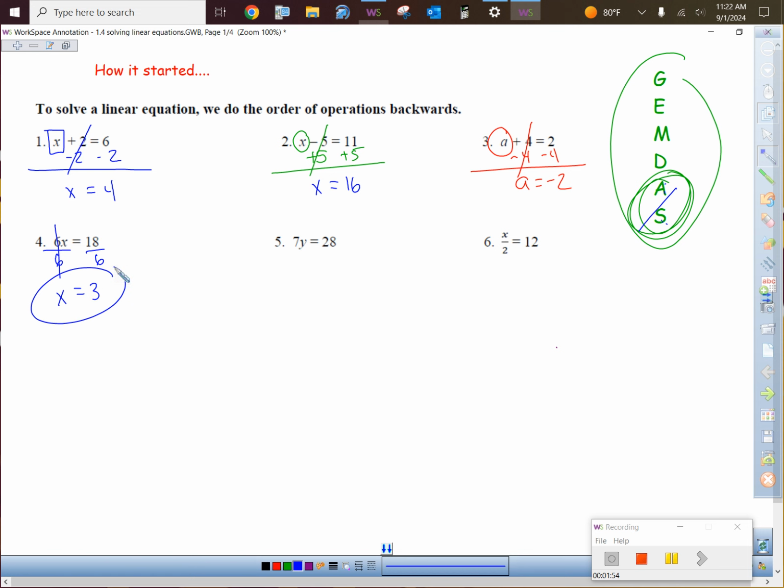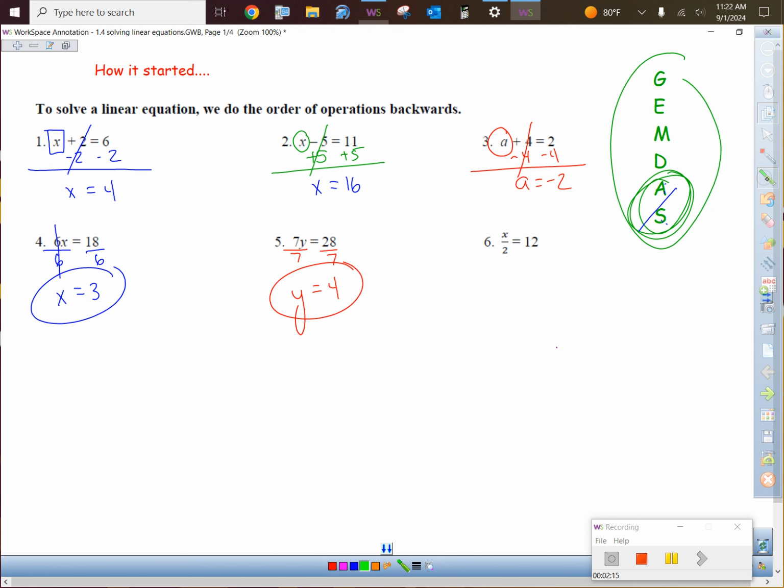Trying to get x, or the variable, all by itself. Same thing going on here. We got 7 times y. There's not anything being added or subtracted, so to get rid of that times 7, we will divide both sides by 7. Y comes down, equals comes down, and 28 divided by 7 is 4.